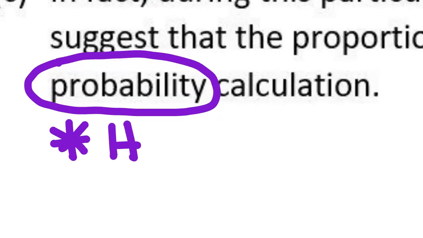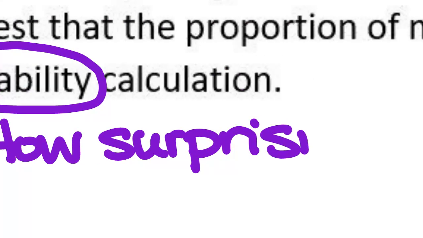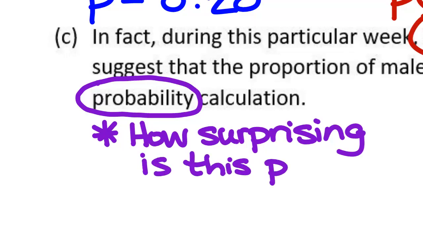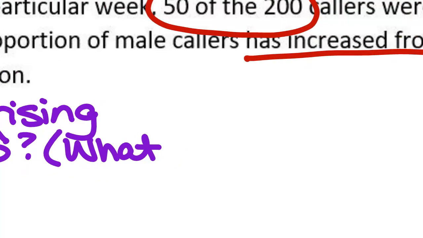So how surprising is this p hat? What is the chance of it occurring just by chance? Or what is the probability of it just occurring by chance?